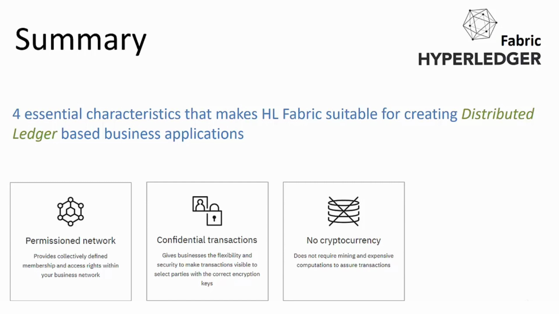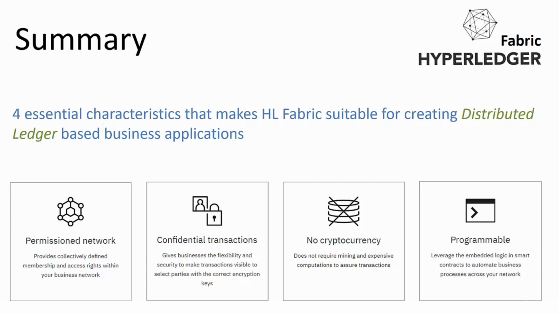There is no concept of cryptocurrency in Hyperledger Fabric. The chain code construct available on Hyperledger Fabric can be used for automation of the business processes and for building business logic. The chain code is conceptually the same as the smart contract on other distributed ledger technology platforms.